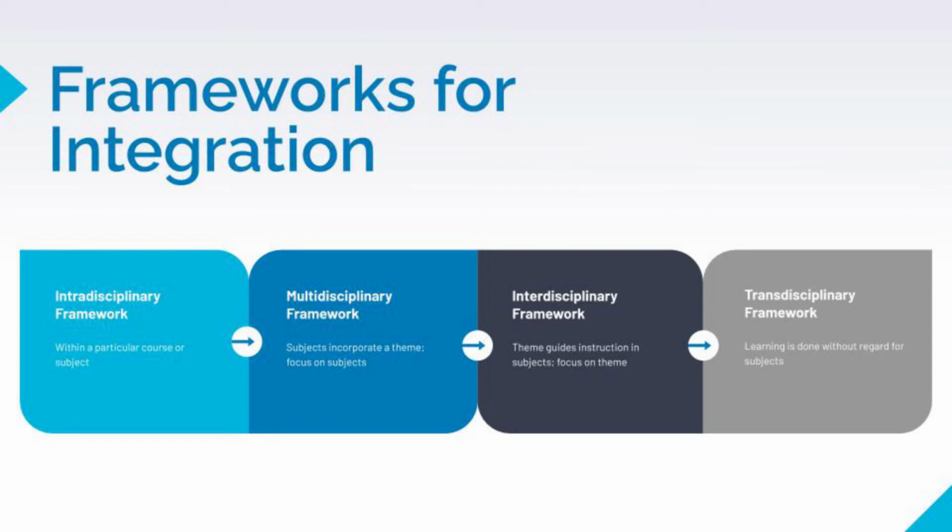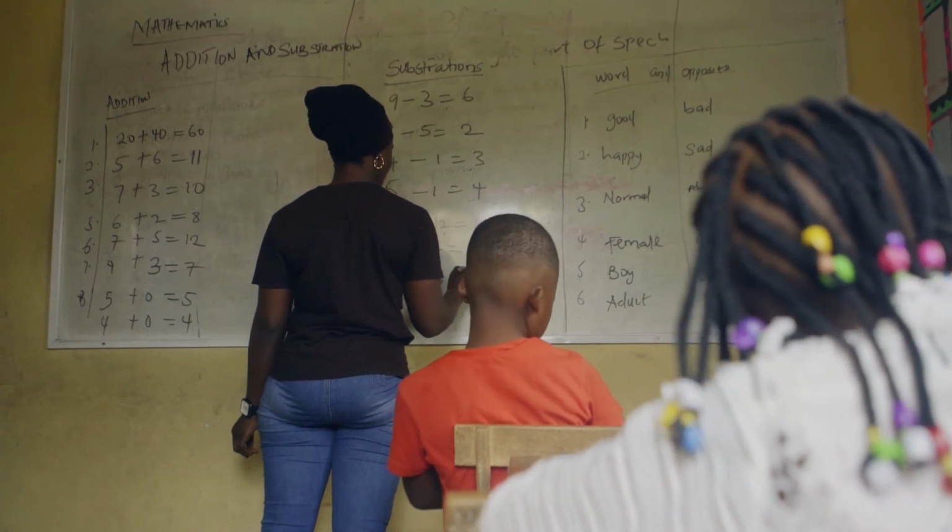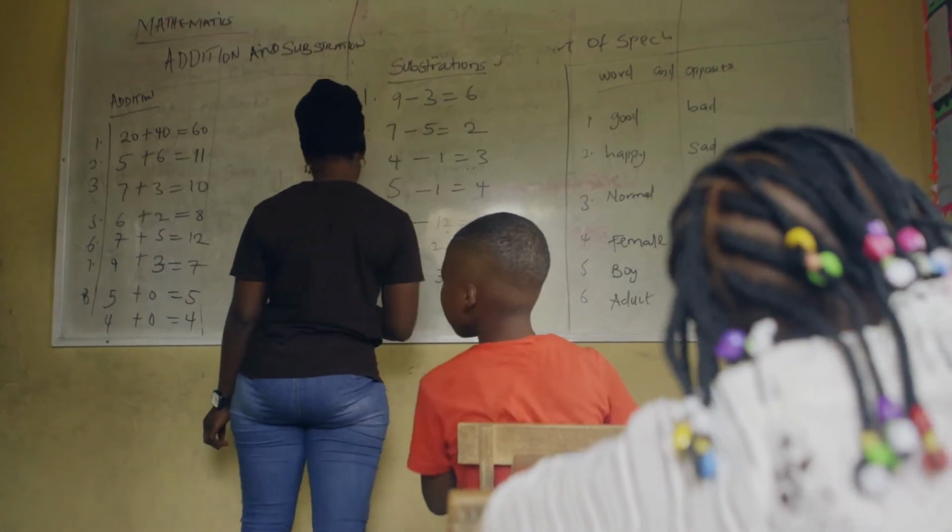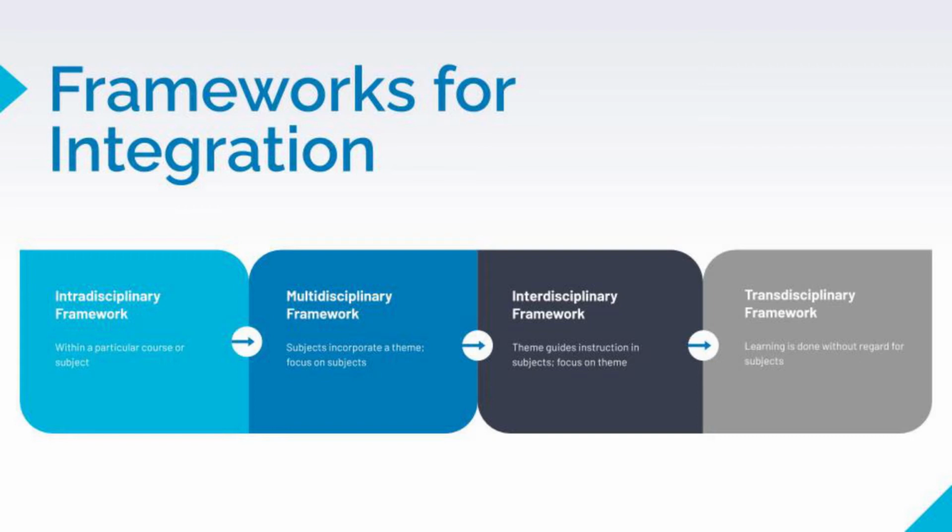The most basic form is the intradisciplinary framework. As its name suggests, this is integration within a particular subject or discipline. This takes the form of adding elements of another discipline to the instruction within a particular course, without interaction between disciplinary instructors. The next step in integration is the multidisciplinary framework.